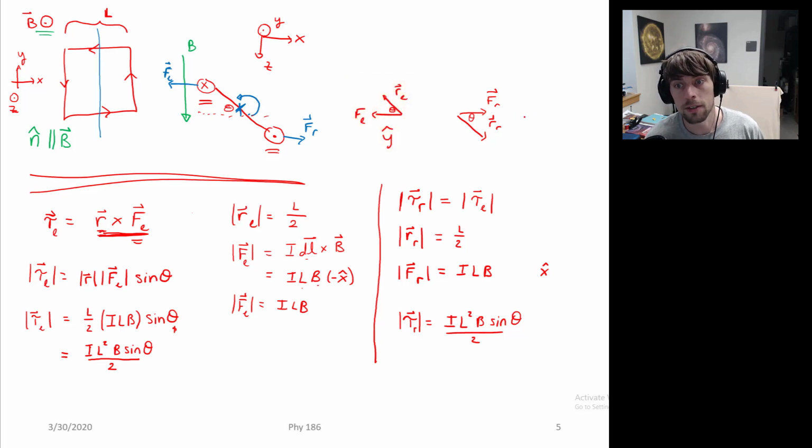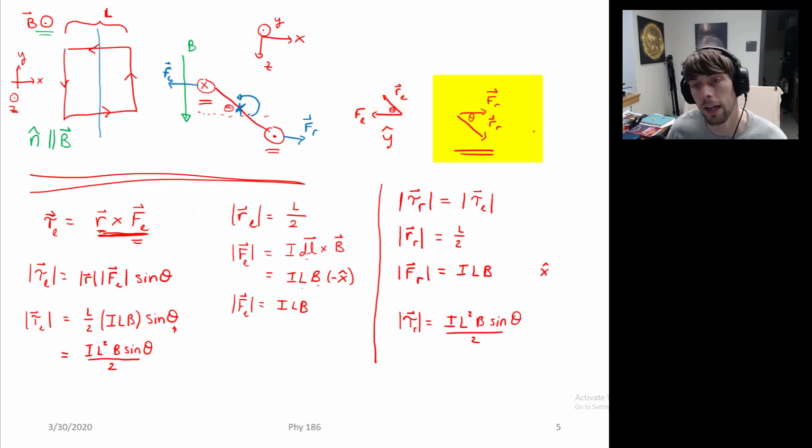How about this one? The right-hand side. Well, I have R going that way. I have F going this way. That means my torque is still out of the page, still in the y hat direction.